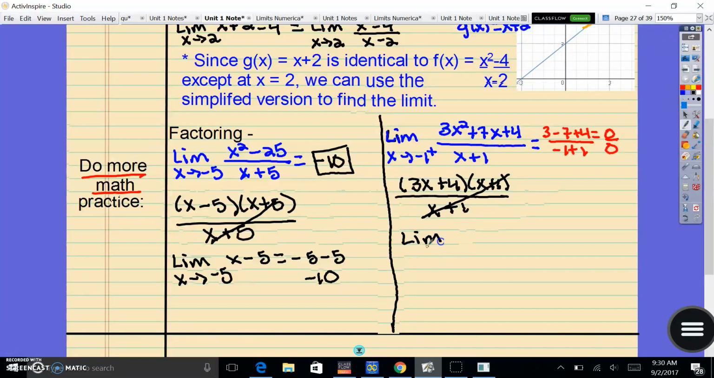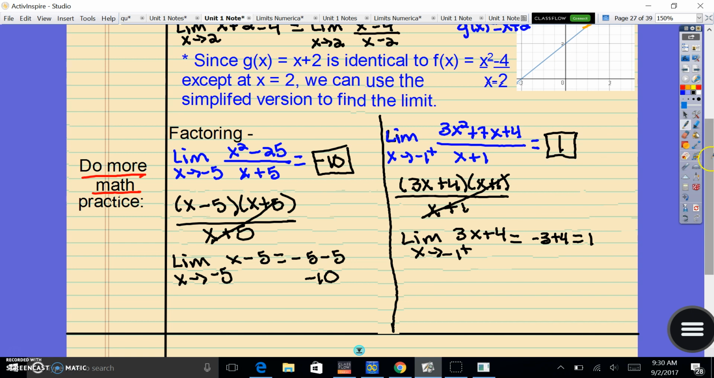I will take the limit as x approaches negative 1 from the right side of 3x plus 4. It is a one-sided limit, but you apply the same strategy, which is direct substitution. That's going to give us 3 times negative 1, negative 3, plus 4 equals 1. So since the limit of the simplified version is 1, we can say that the limit of the original function is also 1. And that's pretty much it.